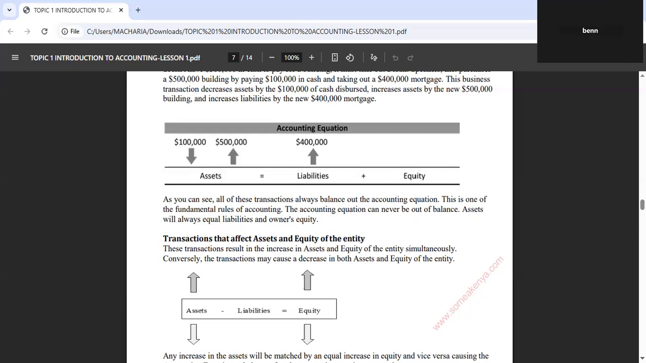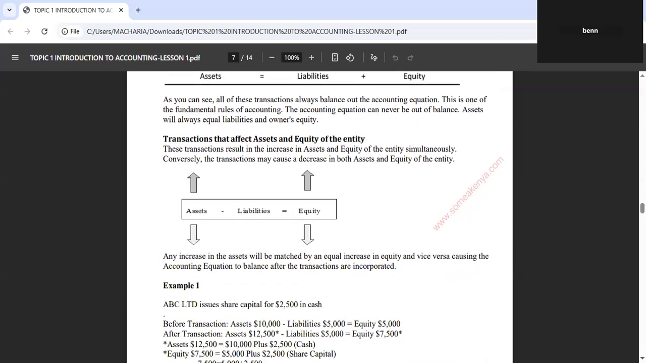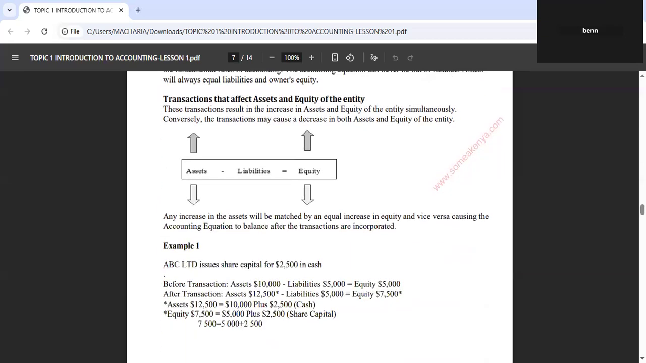I hope I'm clear up to that point, unless there's someone who has an issue. So I would like you to look at this transaction. You are told that ABC Limited issued share capital of $2,500 in cash.